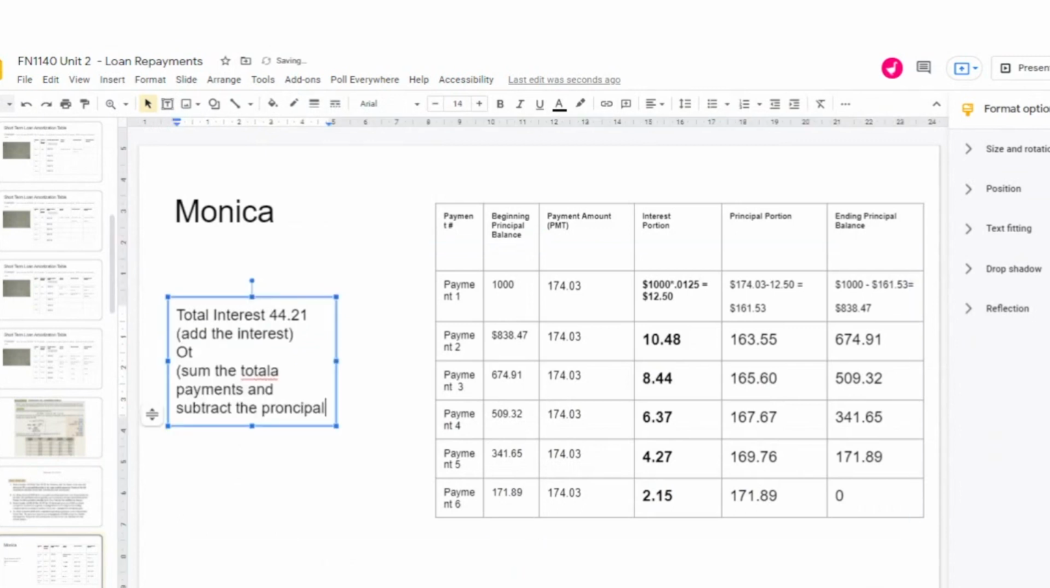Beginning principal balance, payment amount, interest portion, principal portion, and the ending balance. So I have a columnized table here. I'm going to say payment number 1, and the beginning balance on this particular loan.